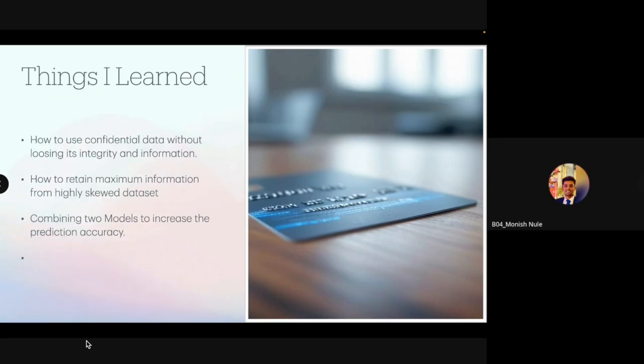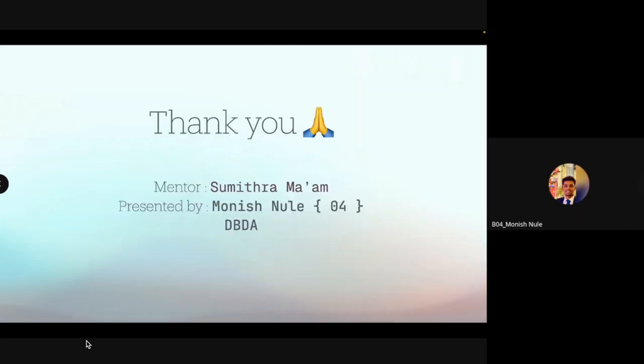The things I learned in this: how to use confidential data without losing its integrity and information, how to retain maximum information from a highly skewed dataset, and how to combine the two models to increase the prediction accuracy. So, yes, ma'am. Thank you. This is the end of it.